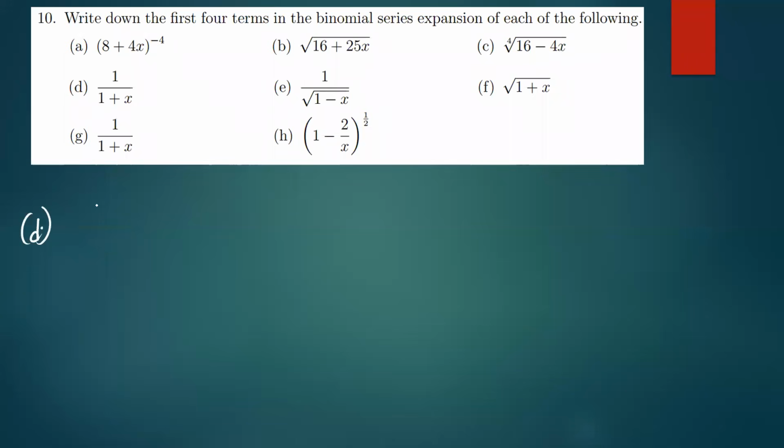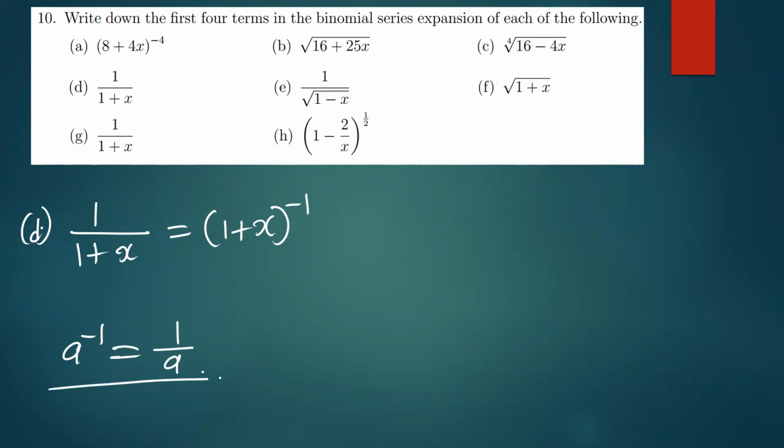So we have 1 over 1 plus X. This one can also be written as 1 plus X to the power negative 1. I believe you guys know this: if you have A to the power negative 1, this is just the same as 1 over A. You know this rule of indices, so that is what I've just done there.